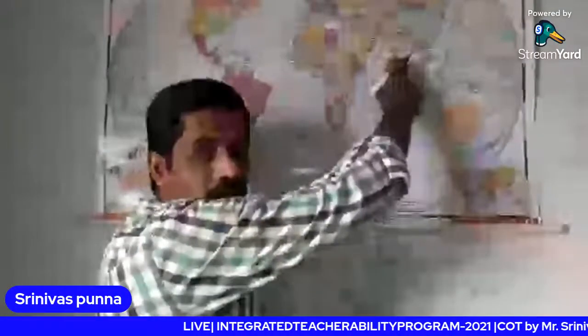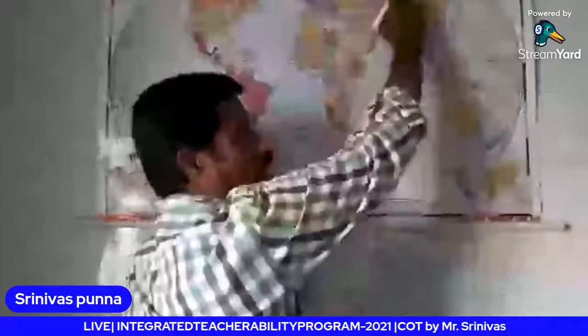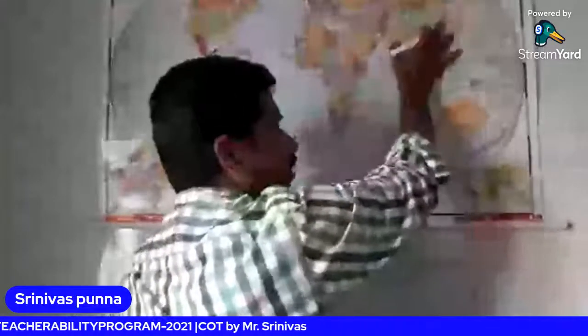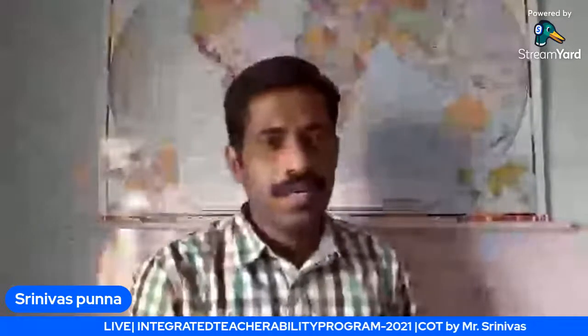This is north. This is east. Based on the longitude, it is in the eastern hemisphere. Based on the latitude, it is in the northern hemisphere. So this is the location of India. So now we can say that India is lying in the northern hemisphere as far as the latitudes are concerned, and in the eastern hemisphere as per the longitudes, right?